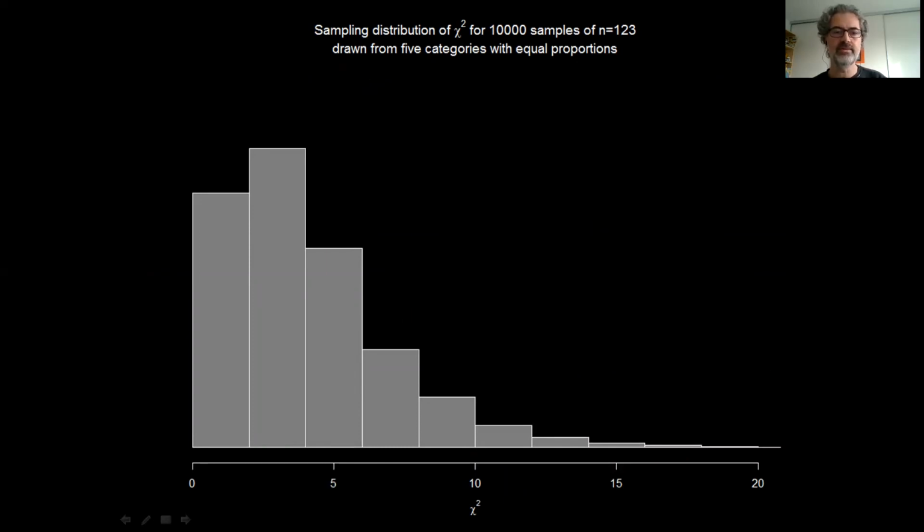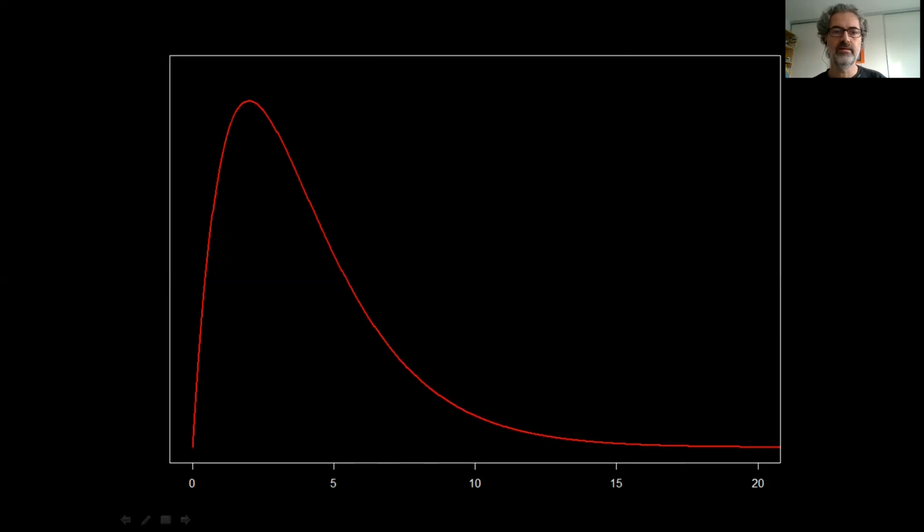Notice this is a very different shape than the one we got before with just 2 categories. These are actual simulation results. The mathematical curve that corresponds to 5 categories is this one. And here you can see it without the histogram from the simulation, just the theoretical curve.